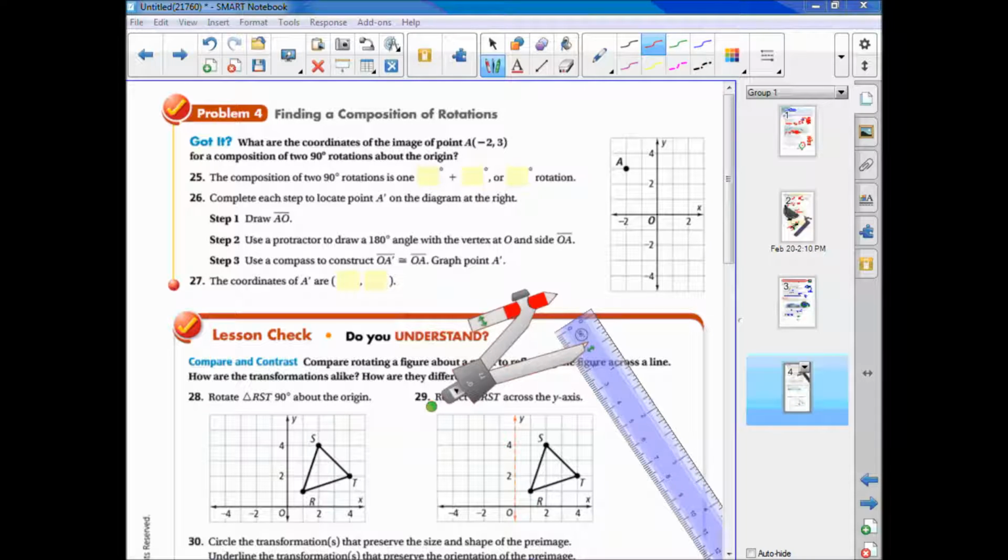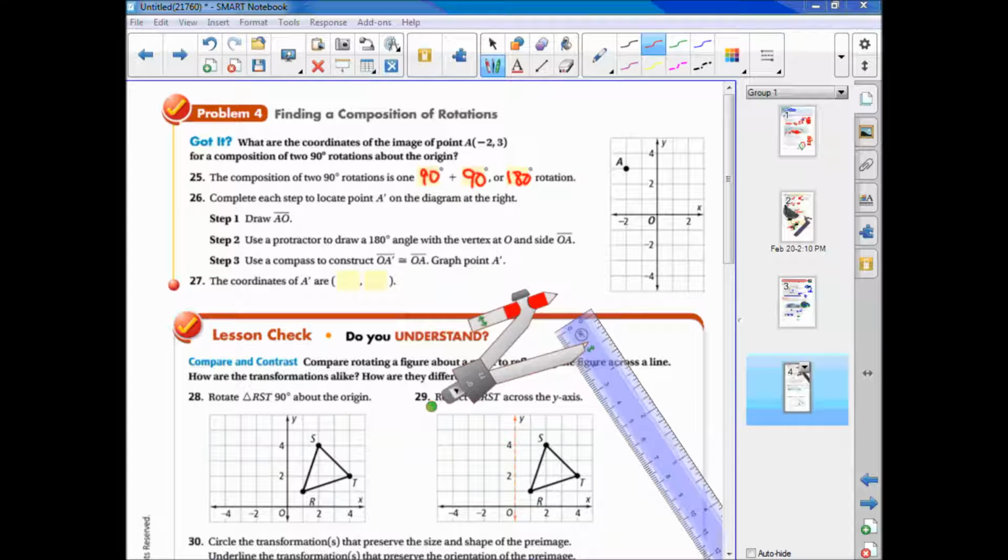Okay, on the top of page 4, we have one more big problem here. Problem number 4, finding a composition of rotations. What are the coordinates of the image of point A at -2, 3 for a composition of two 90-degree rotations about the origin? Here's the thing about rotating twice. It's the same as just adding them together and doing one rotation. The composition of two 90-degree rotations is a 90-degree rotation plus another 90-degree rotation for a total of 180-degree rotation. So we're just going to do 180.